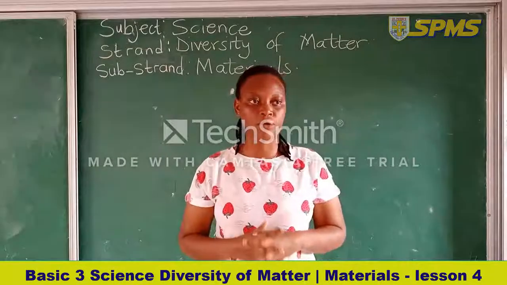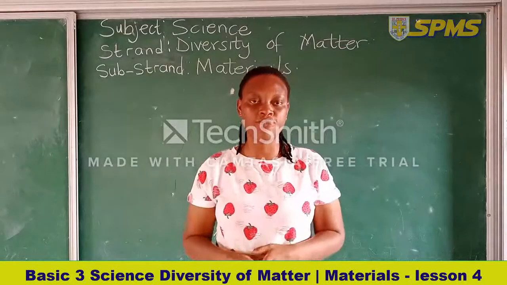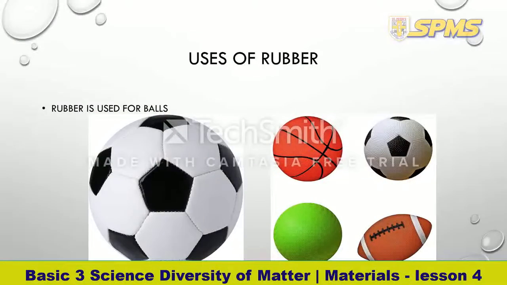So let us look at objects made from rubber. Rubber is used for making car tires, and even the bicycle tire or the motorcycle tire. So different types of tires are made from rubber. So we have the ball, okay, the football, the hockey ball, the basketball. All the balls we use when we are having our outdoor games are made from rubber.